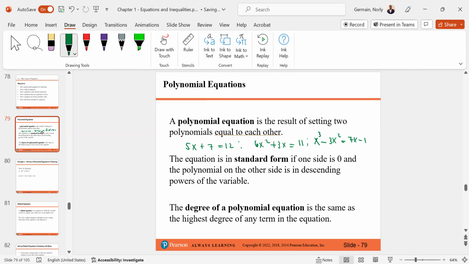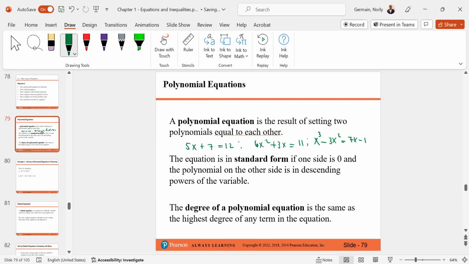Notice that we said the degree of a polynomial is the same as the highest degree of any term in the equation, all right? You can also notice that a polynomial equation of degree 1 is a linear equation. A polynomial of degree 2 is a quadratic equation. Some polynomial equations of degree 3 or higher can be solved by moving all terms to one side, thereby obtaining 0 on the other side.